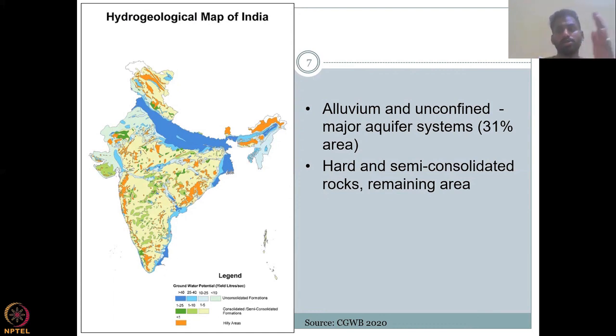Take your normal sponge that you use to wash your vessels at home, a yellow sponge with a lot of holes in it. Those holes represent your porosity. Now if you fill water, what happens? The water goes into the holes and gets stored. When you lift it, some water will come down, but still water is stored in the sponge due to surface tension and the holding capacity of the sponge.